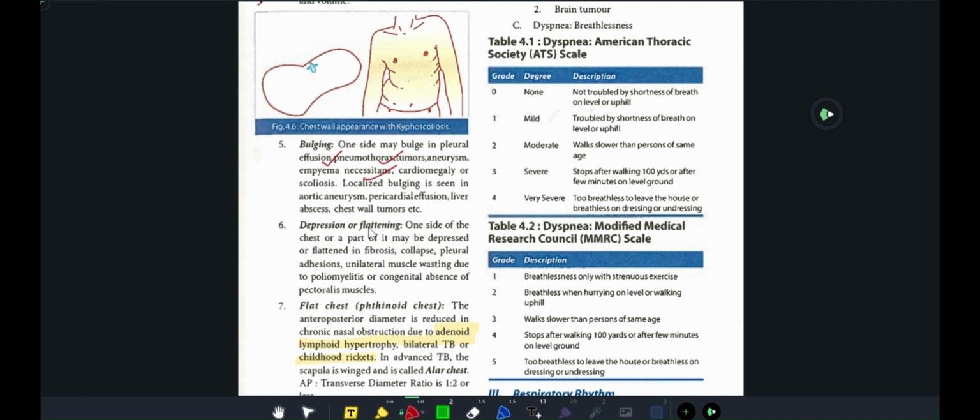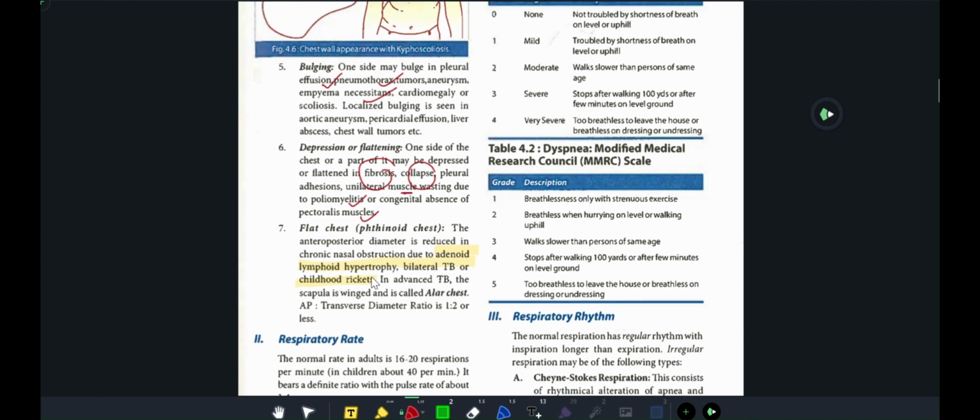Depression or flattening, where can you see it? If there is fibrosis, if there is collapse of the lung, if there is muscle wasting as in patients with poliomyelitis or congenital absence of pectoralis major, right? Poland syndrome, if you remember, and all of that. Flat chest is also called phthinoid chest, and that happens because of chronic nasal obstruction due to adenoid lymphoid hypertrophy, bilateral TB, childhood rickets, sometimes leads to flat chest. Okay, so that is what you have to mention.